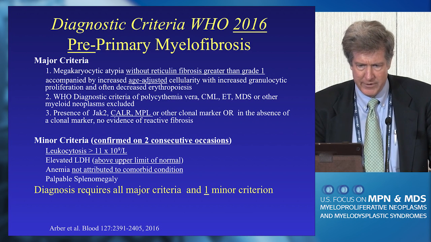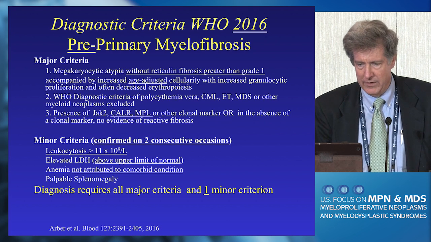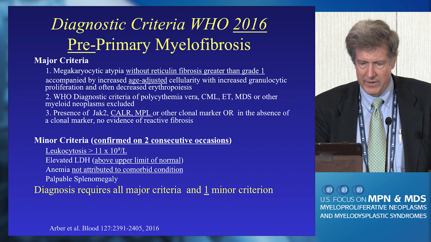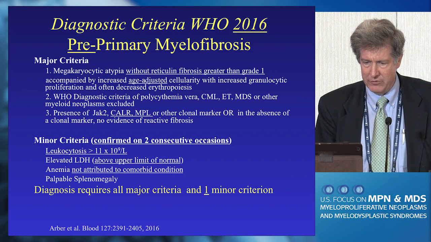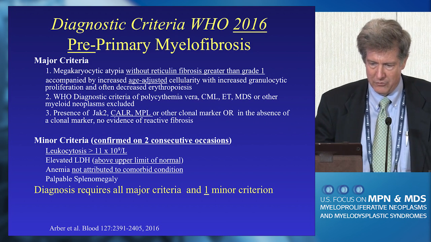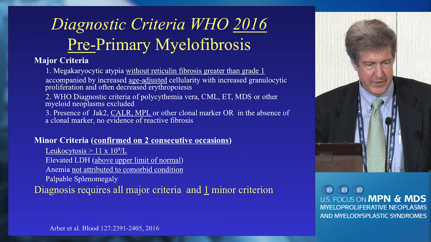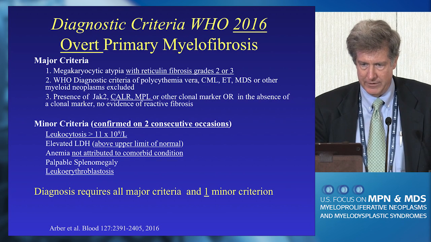And the minor criteria have been adjusted to include leukocytosis with a white count greater than 11, elevated LDH, anemia not attributed to a comorbid condition, and palpable splenomegaly. And to make the diagnosis, you need all the major criteria and 1 minor criterion.